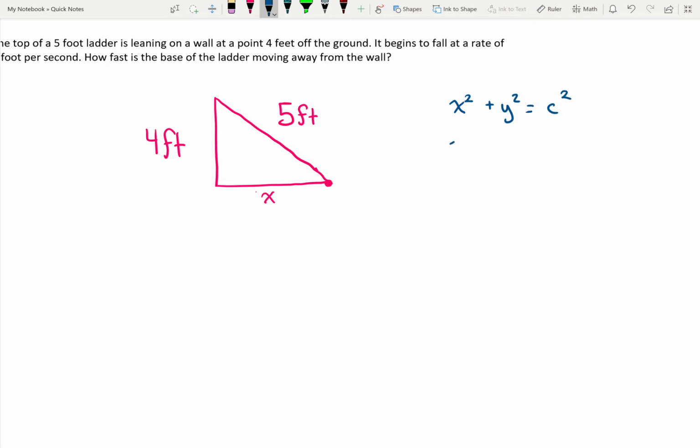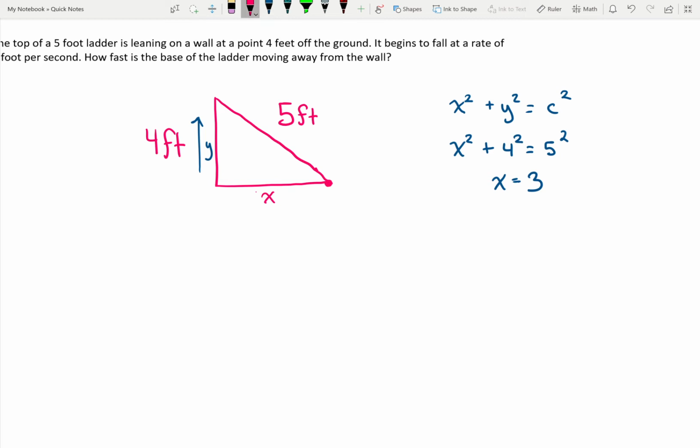Okay. So we have x squared plus y squared, I'll say this is y, which is 4 squared, equals 5 squared. So if you do this, you'll figure out that we have a 3, 4, 5 triangle. So x here is 3.